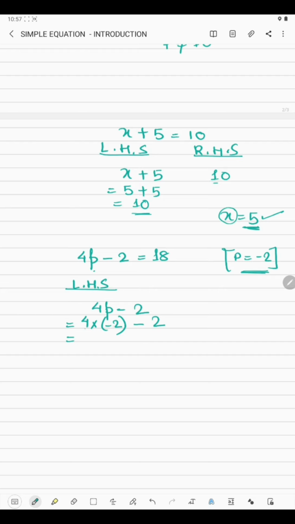So what we are getting: 4 twos are 8, and then minus sign, minus 2. So minus minus is plus, so 8 plus 2 is 10, and the sign will be minus. And on the right hand side we have 18. So what we have observed is that the value on the left hand side is not matching with the value on the right hand side. So we can say that this is not the solution of the given equation.